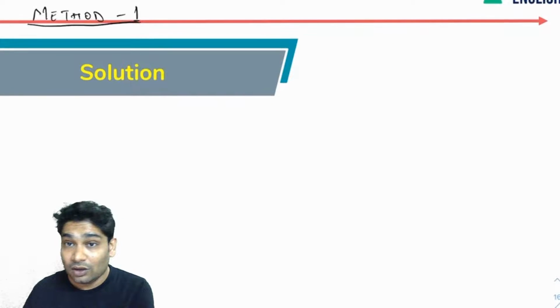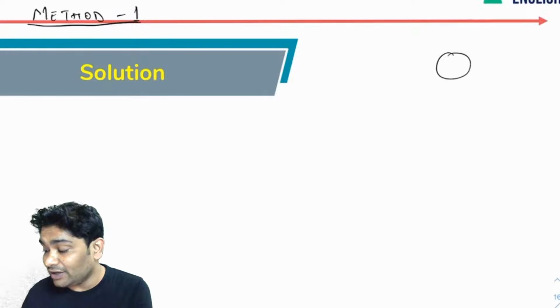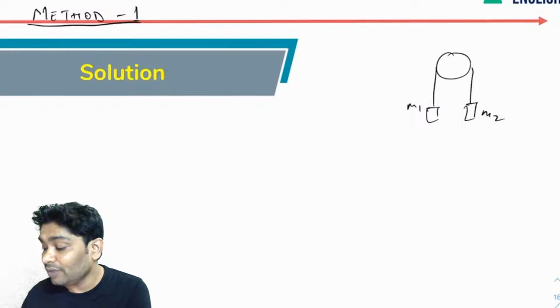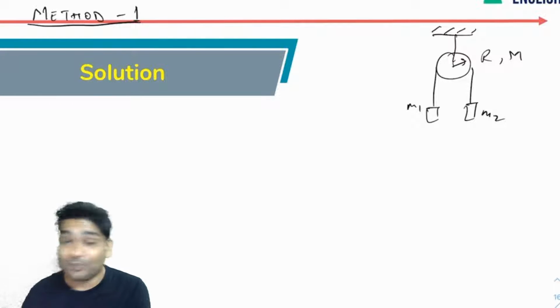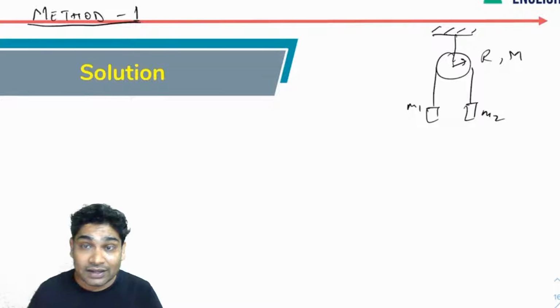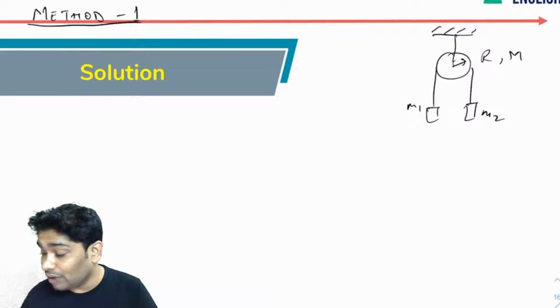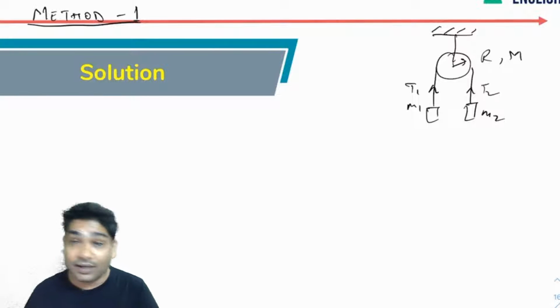So method 1. The situation that you have is that you have a pulley, you have a mass m1 here, you have a mass m2 here, and then this pulley is hanging from here. This pulley has a radius of r and a mass of capital M. So what you do is you start writing the equations for translation and rotation of the pulley. Alright, so you assign some tensions here. Let's say the tension here is T1, tension here is T2.